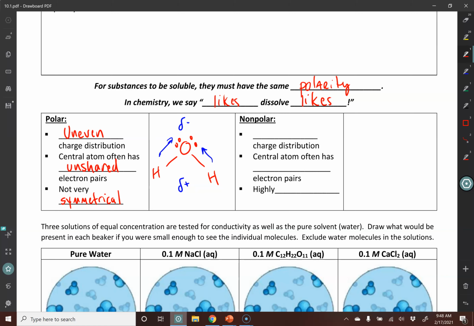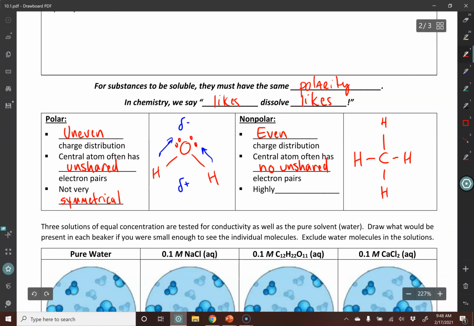If you have to envision a nonpolar molecule, maybe something like methane is coming to mind. CH4. Nonpolar molecules, by definition, have an even or equal charge distribution. So instead of seeing that positive and negative side of the molecule like we have in water, we have just the same charge throughout the methane molecule. We don't see any unshared electron pairs. And that's a general rule of thumb for nonpolar molecules.